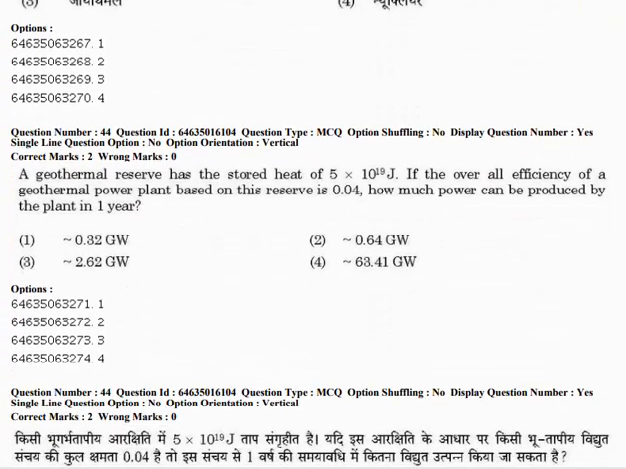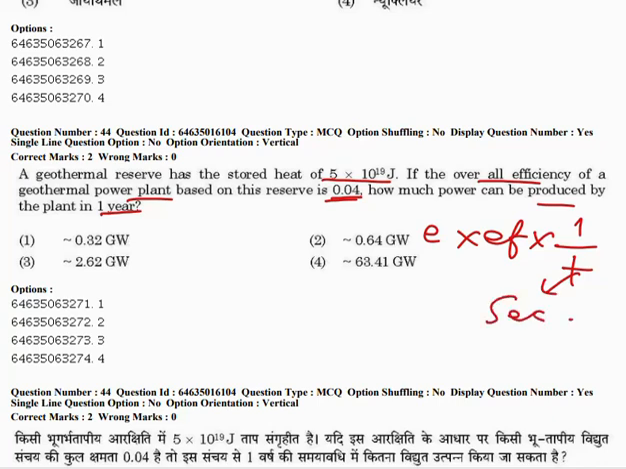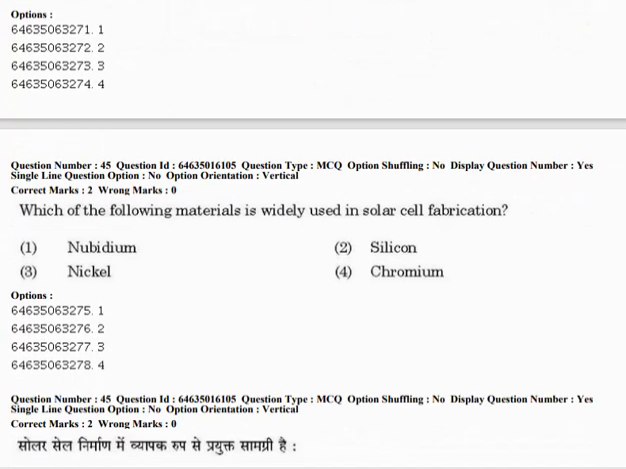44. A geothermal reserve has the stored 5 into 10 to the power 19 joule of energy. Then if the overall efficiency of the geothermal power plant based on the reserve is 0.04, how much power can be produced by it in 1 year? तो इसके लिए फॉर्मूला होगा energy into efficiency into 1/time. इस फॉर्मूला से जब इसको निकालेंगे और time को हम लोग change कर लेंगे second में, 1 year should be changed into second. The answer will be 63.41 gigawatt.